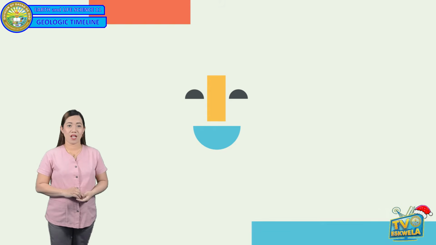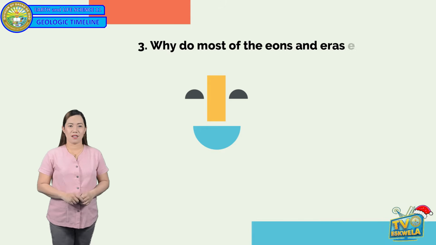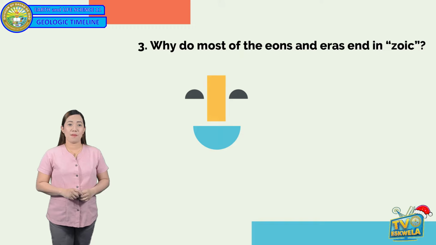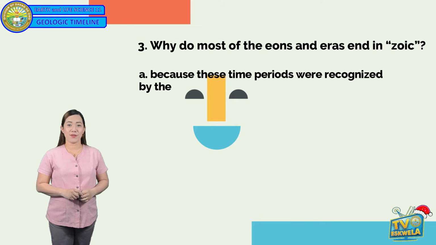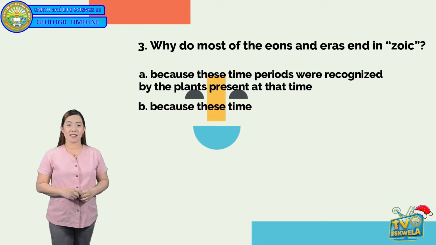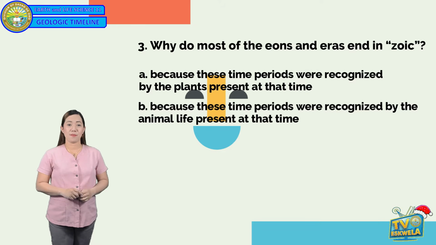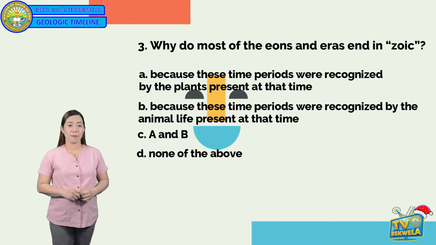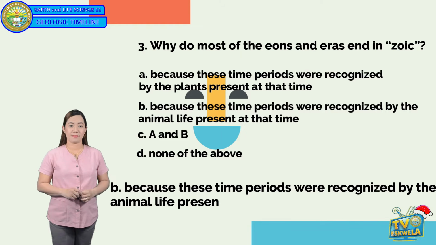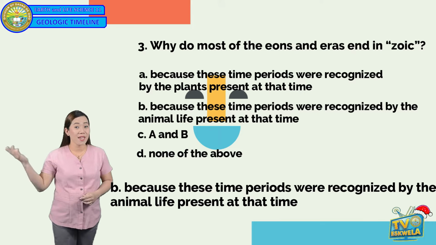Number 3. Why do most eons and eras end in Zoic? Letter A. Because this time, periods were recognized by plants present at that time. B. Because this time, periods were recognized by animal life present at that time. Letter C. A and B. And letter D, none of the above. The answer is letter B. Very good.